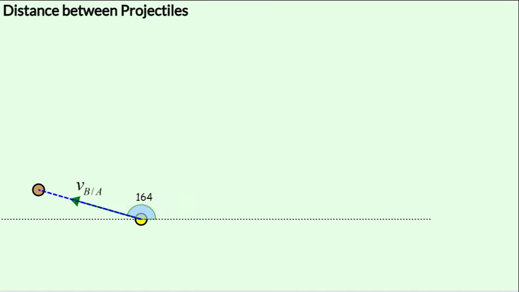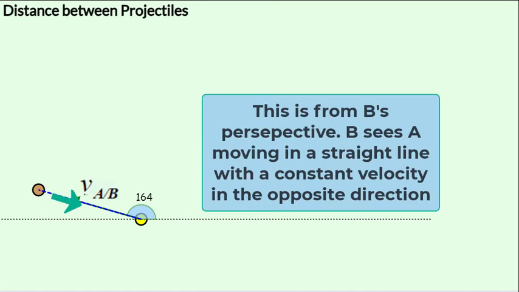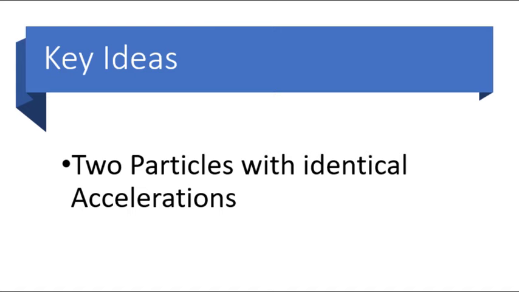Yet when A observes B from A's frame of reference, A always sees B traveling with a constant velocity and moving in a straight line away from itself. And B would see A moving in exactly the opposite direction with the same speed. When two bodies are fired as projectiles, since they have identical accelerations, from one body's frame of reference, the other body will appear to be traveling in a straight line.